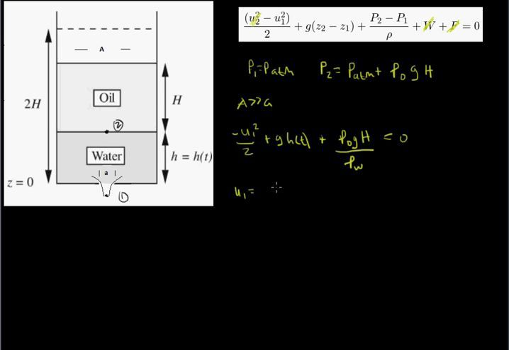So U1 is equal to the square root of 2g times rho oil over rho W times capital H plus h of t. Okay, so that is the velocity coming out at this point right here.